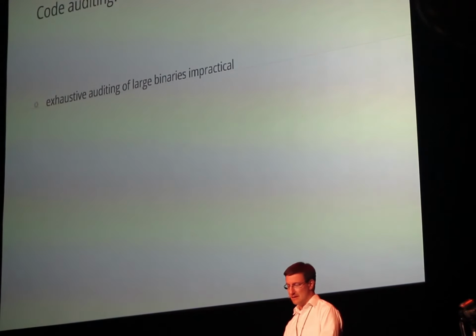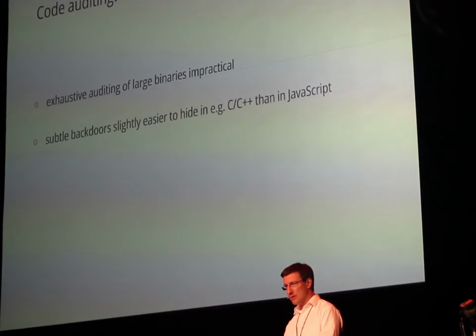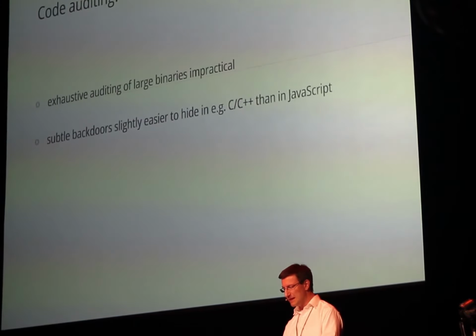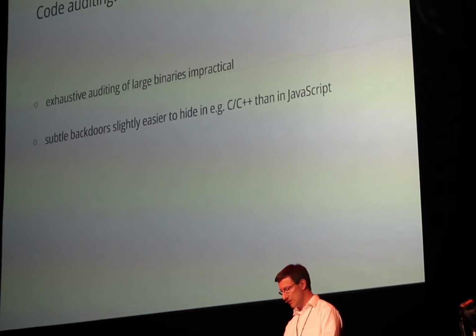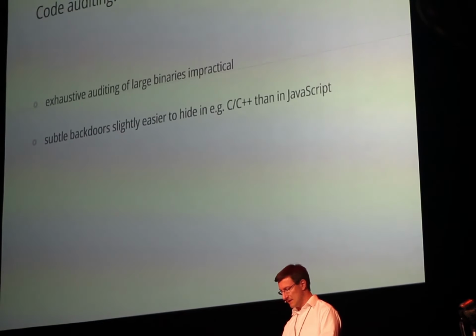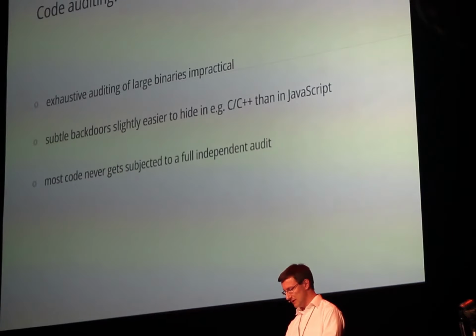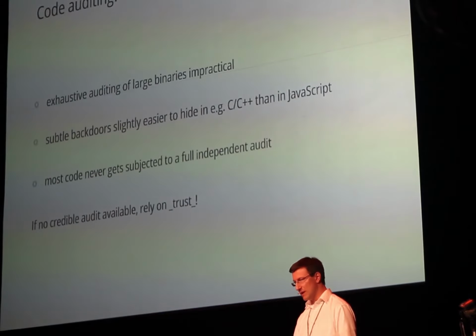And unfortunately, if you want to audit, for example, Windows, or even just a single run of Windows Update, you would spend a lot of man hours, and therefore it's not really practical. And if you want to hide backdoors, then it's a bit easier in C or C++ than in JavaScript, although if you are a competent programmer, you would probably be able to hide a backdoor in JavaScript as well. I'm just thinking about memory overruns and such things that don't immediately seem apparent to the untrained eye. And unfortunately, it's a fact that most code running today never got subjected to a full and independent audit. So we have to rely on trust.